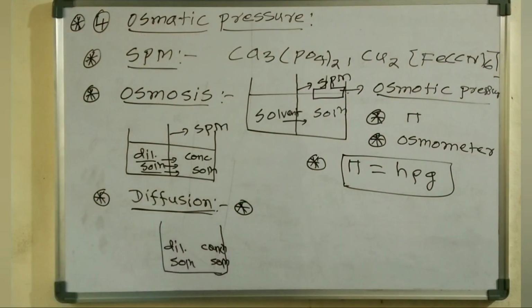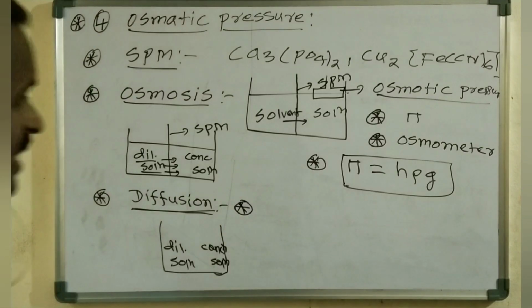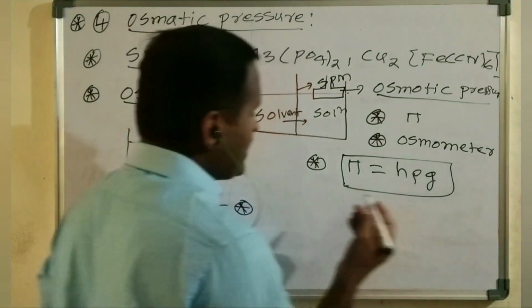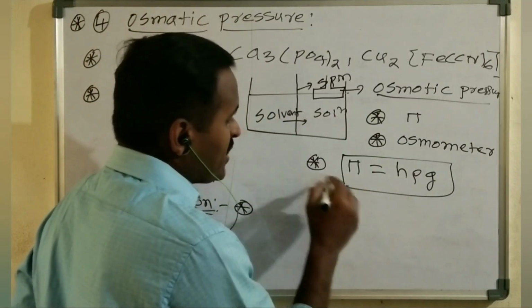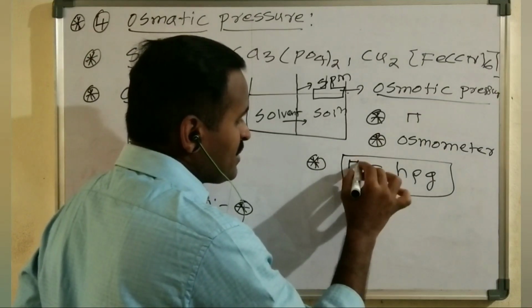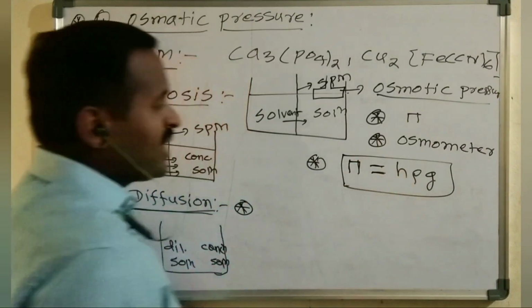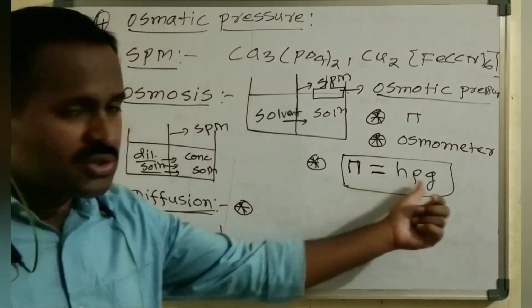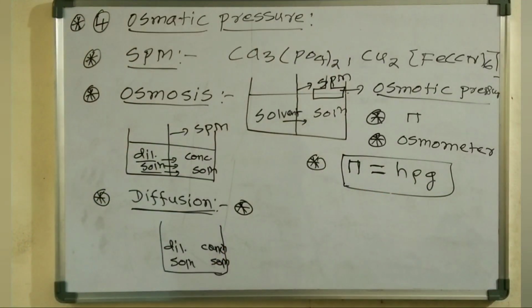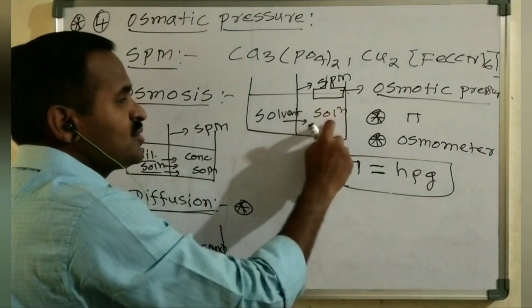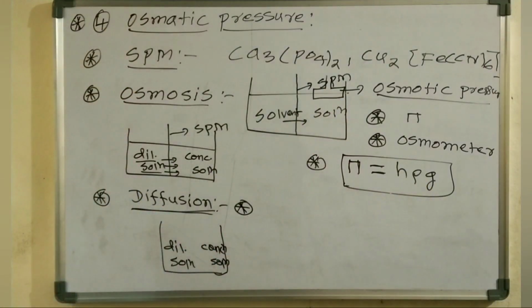So this is the formula that can be used to find the osmotic pressure, and this osmotic pressure is equal to the hydrostatic pressure. That hydrostatic pressure can be calculated by using the formula pi equals h rho g, where h is the increased height of the solution, rho is the density, and g is the acceleration due to gravity.